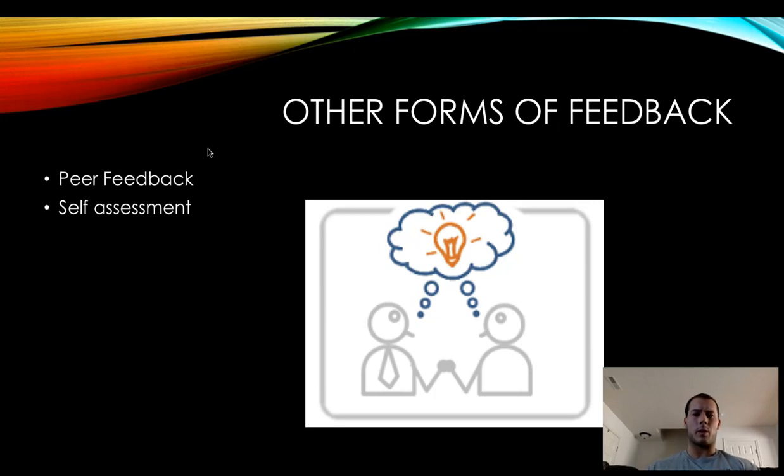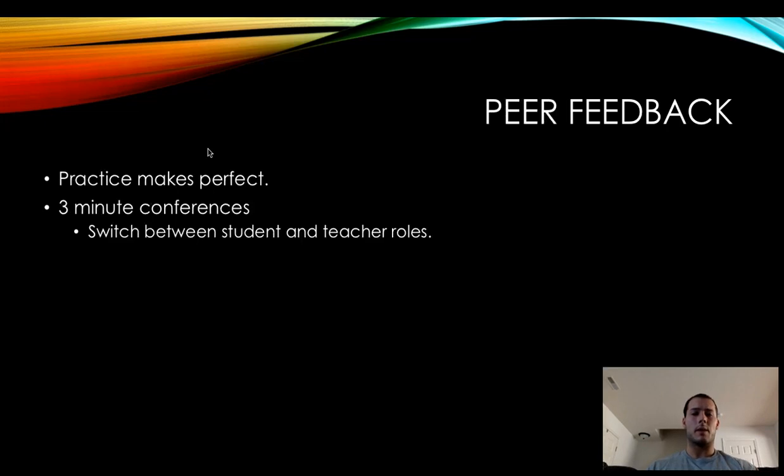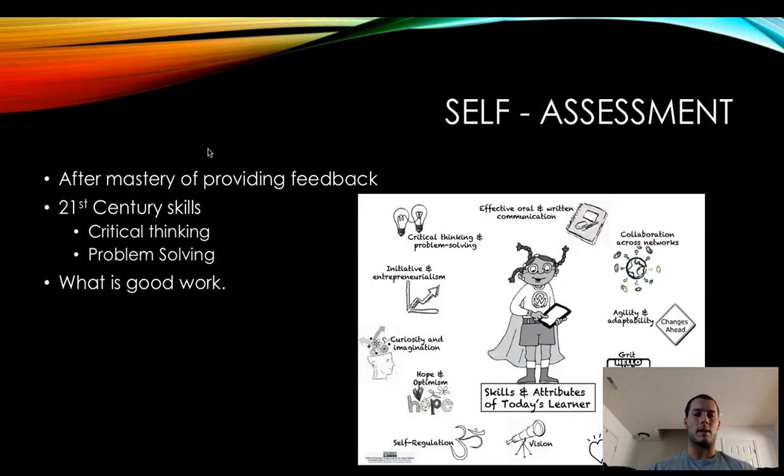Other forms of feedback that we can talk about are peer feedback and self-assessment. Peer feedback is the first one we're going to discuss. What we want to look at is that peer feedback practice makes perfect. You want to have students pairing up, giving feedback to each other. In 3-minute conferences, the students switch between the teacher and student roles. One student can act as the teacher, giving specific feedback. What's nice about this is that it also builds into their self-assessment abilities. After mastery of peer feedback, now they can provide feedback to themselves.